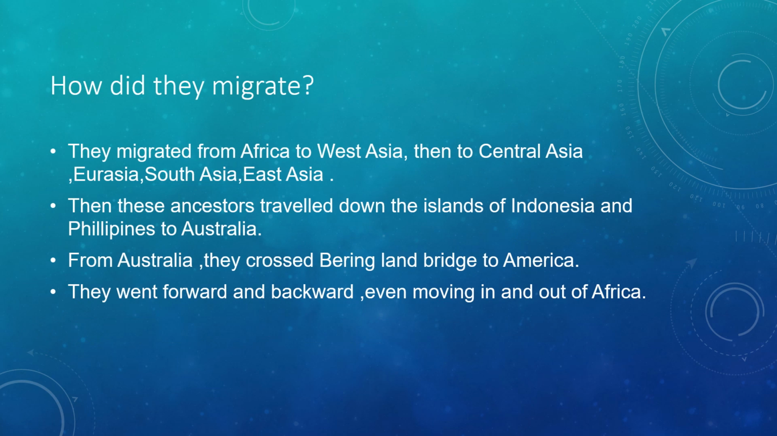The first footprints of these bipedal hominids were found in Africa. They migrated from Africa to West Asia, then to Central Asia, then Eurasia, South Asia and East Asia. Gradually these ancestors traveled down to the islands of Indonesia, Philippines and Australia. So it started from Africa, where many footprints have been found.